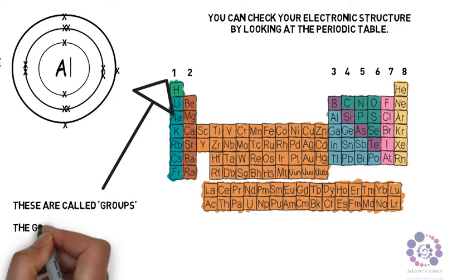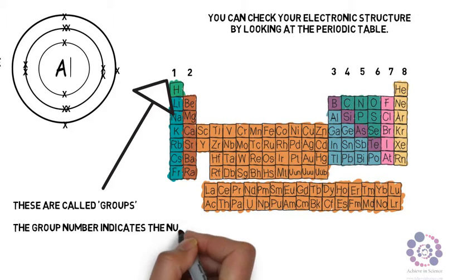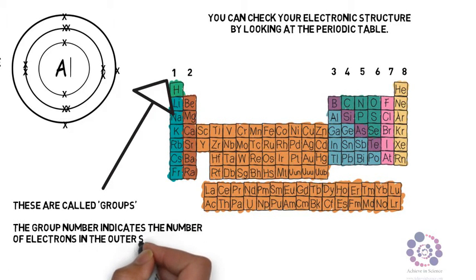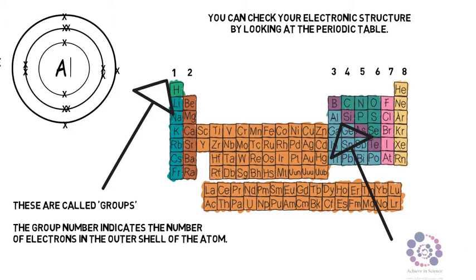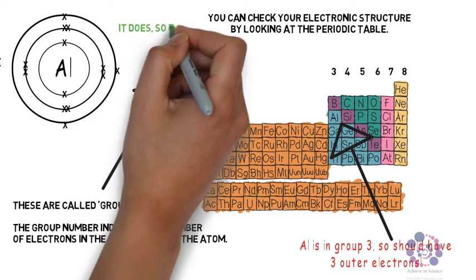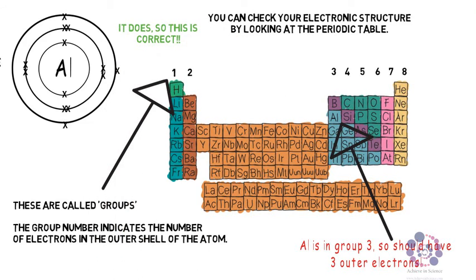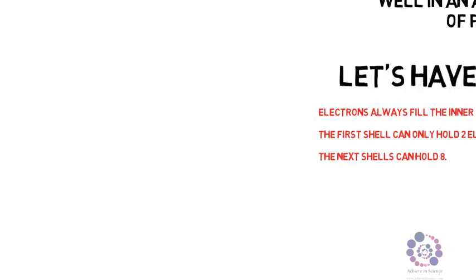The group number indicates the number of electrons in the outermost shell of the atom. And therefore, if we find aluminium, aluminium can be located in group 3. So this means that it has 3 outer electrons. We have drawn it with 3 outer electrons, and therefore we have drawn it correctly.